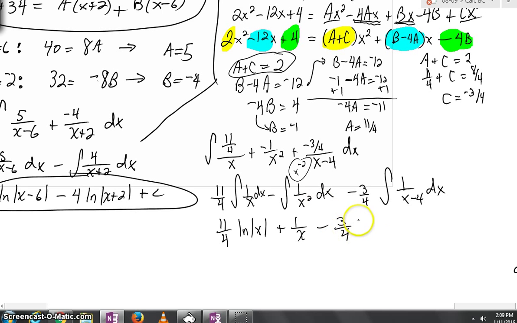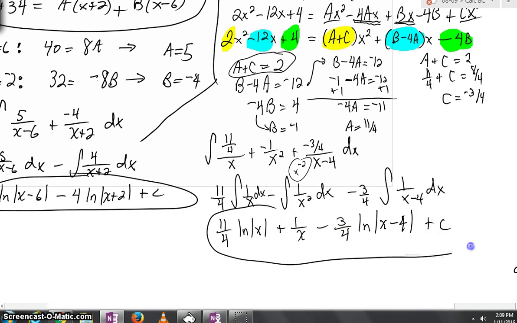Then we'll say minus 3 fourths ln of the absolute value of x minus 4. Don't forget you want to say plus c for a constant. Well, at this point, we're done with this problem. An integral that looked to be incredibly difficult, very, very brutal, actually can be doable once you decompose it.